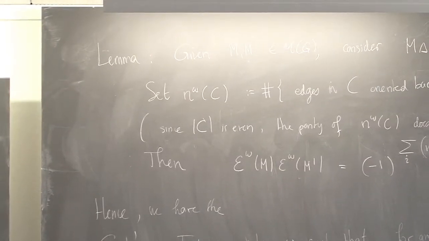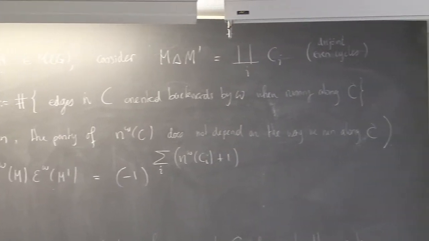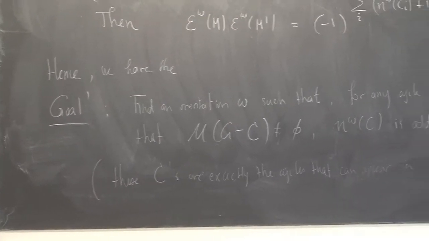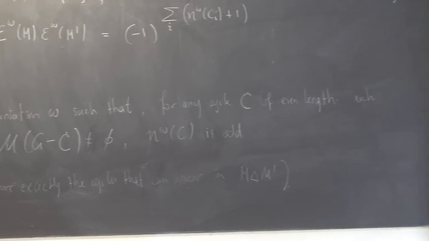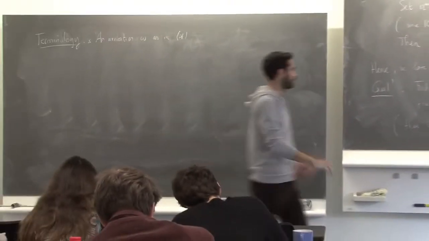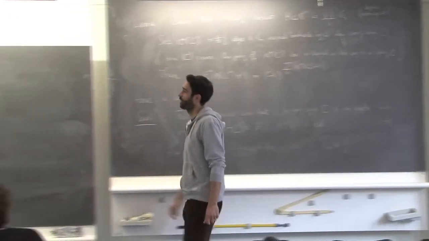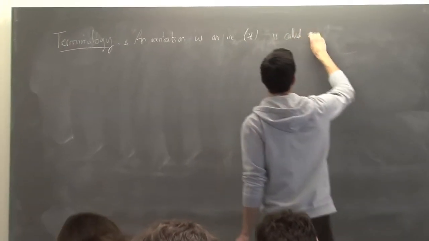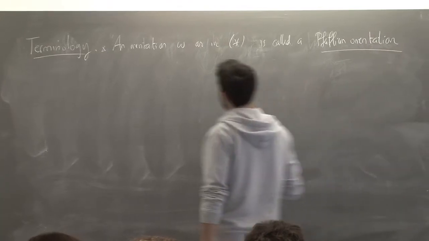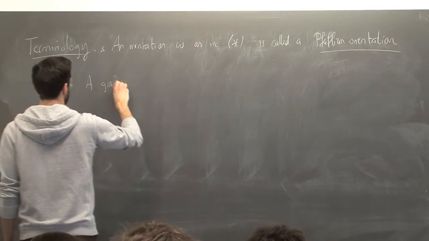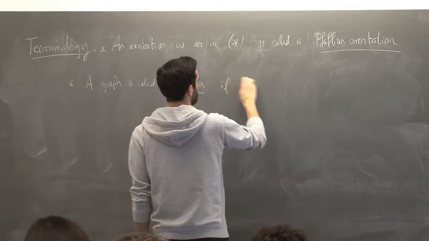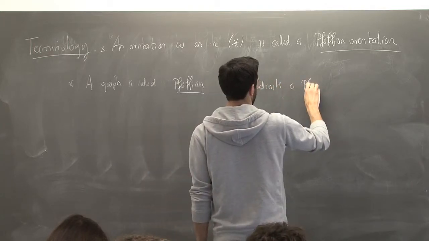And this leads to a terminology. An orientation omega as in this is called a Pfaffian orientation. And a graph is called Pfaffian if it admits a Pfaffian orientation.